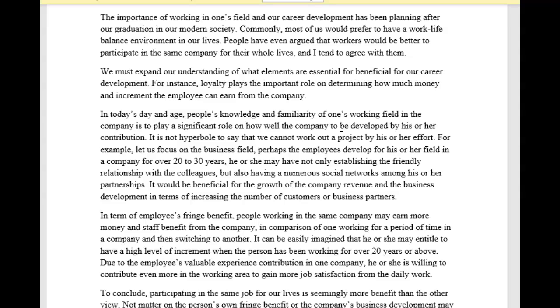There isn't a central idea that is clear in this paragraph, Tina, that is linked back to the task. So I can't say, just reading this paragraph, oh, okay, here Tina is talking to me about the benefits of staying in the same company for one's entire career. It's just not clear. For example, I didn't understand what this meant: "It is not hyperbole to say that we cannot work out a project." What does that have to do with staying in the same company for your entire career? I don't know if there's some sort of misunderstanding of the task, or if I'm not really sure what you're trying to say here.